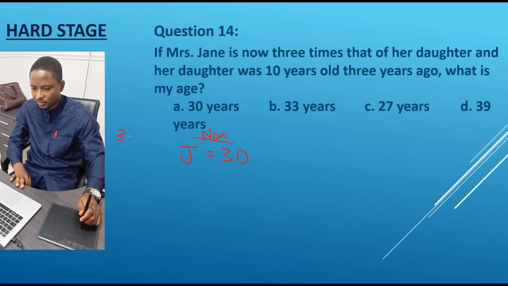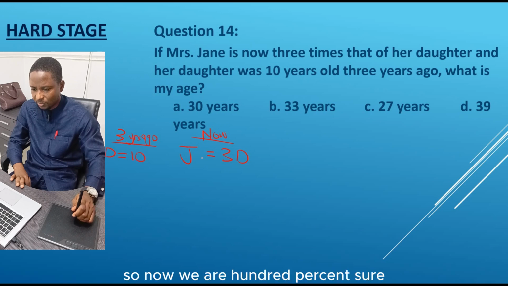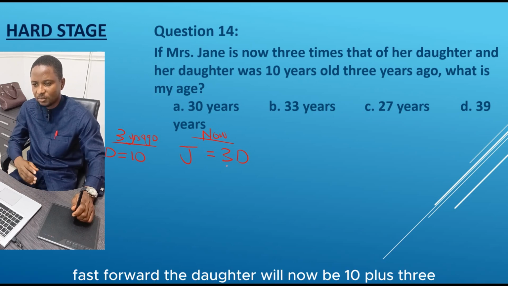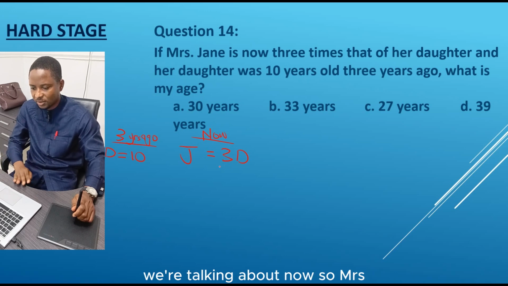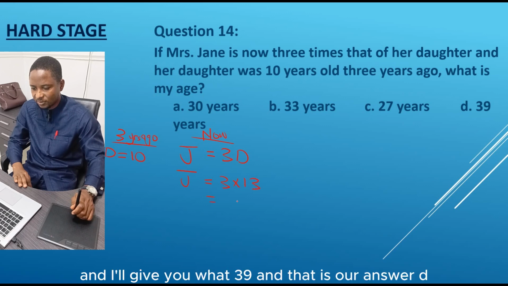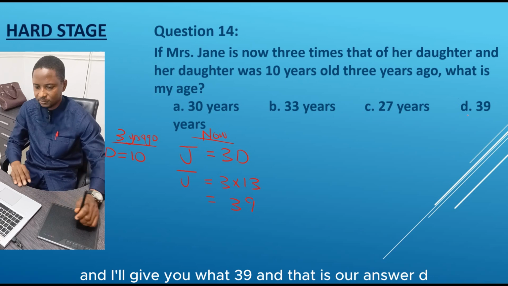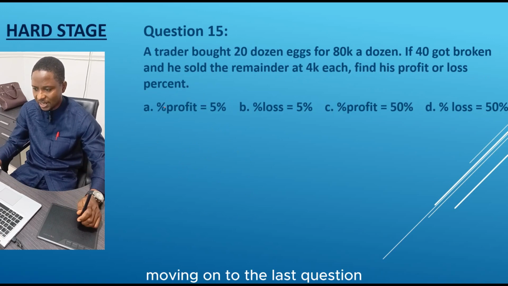So for the 3 years ago, the daughter was what? 10. So now we are 100% sure. Fast forward, the daughter will now be 10 plus 3, because we're talking about now. So Mrs. Jane will be 3 times 13, and that will give you what? 39. And that is our answer, D. Moving on to the last question.